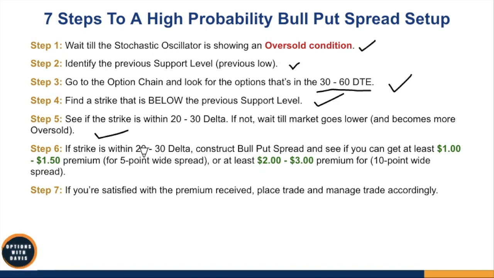And then if the strike is within 20 to 30 delta, this is where you want to construct your bull put spread and see if you can get at least $1 to $1.50 in terms of premium for a 5-point wide spread, or at least $2 to $3 in terms of premium for a 10-point wide spread. So finally, if you're satisfied with the premium received, place a trade, and then we'll manage the trade accordingly.